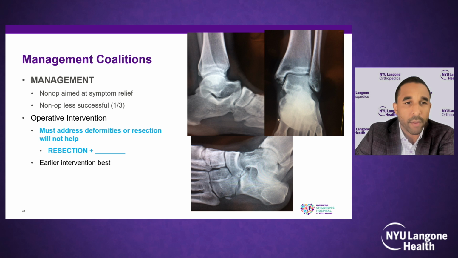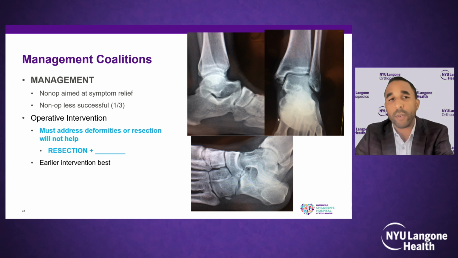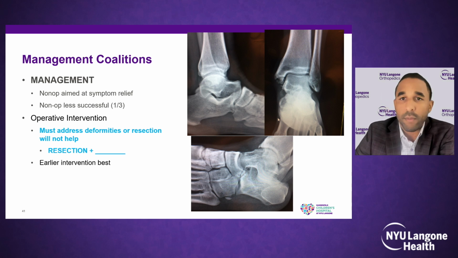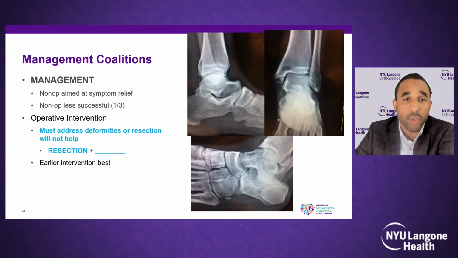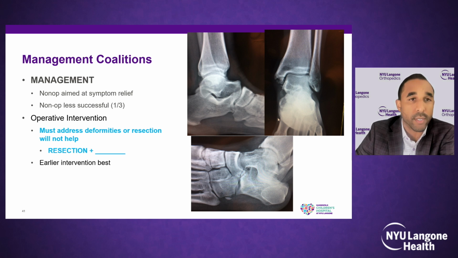Coalitions, resection is the standard if they're recalcitrant. The calcaneonavicular are the most common. Those are a little more straightforward, but we can't miss deformity. If there's deformity associated with the coalition, you want to correct it as well, because just resection is not going to be enough. So I call these the resection plus procedures when necessary.